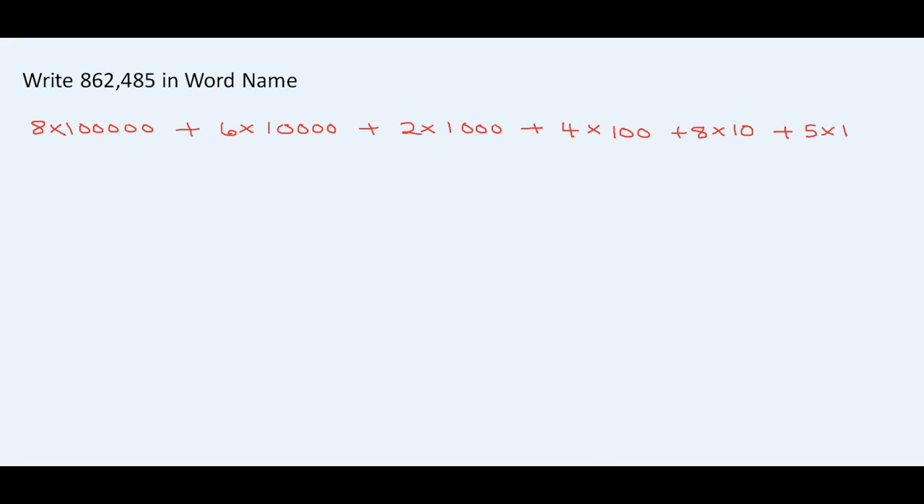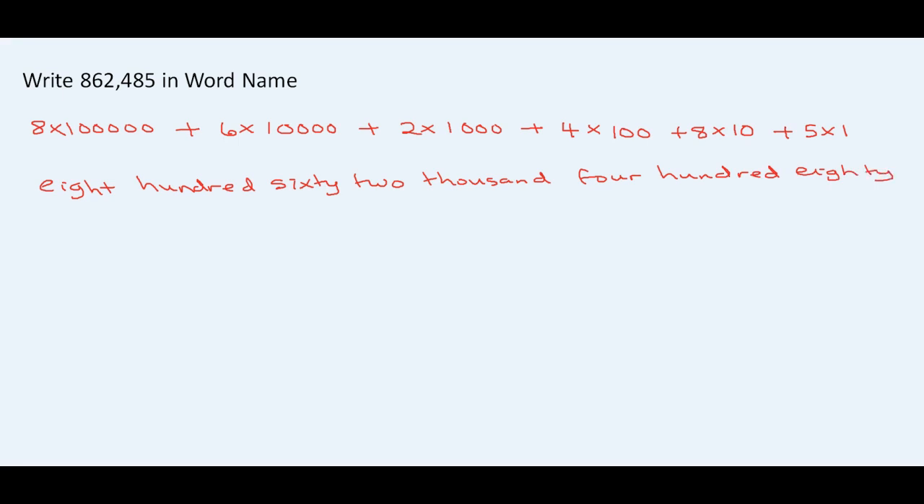So we have 800,000 here, we have 60,000 here, and we have 2,000. So we have 800, 62,480, 5.